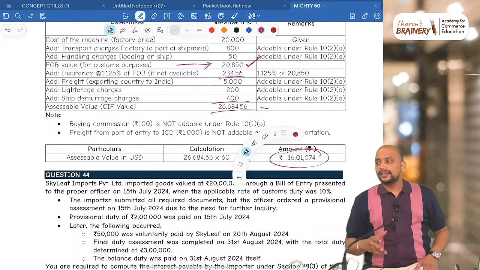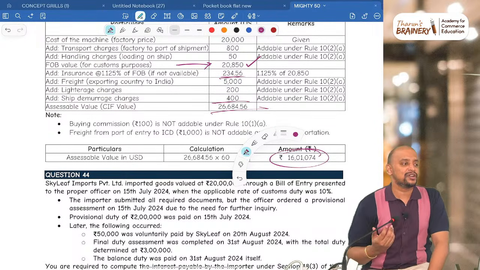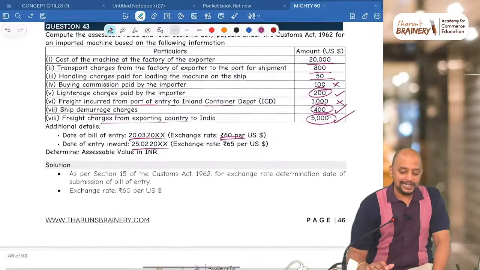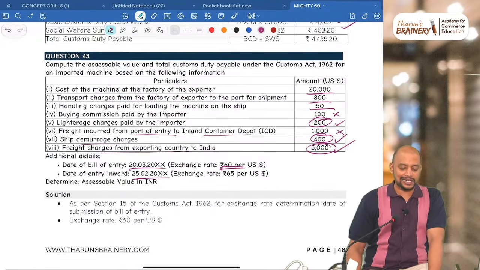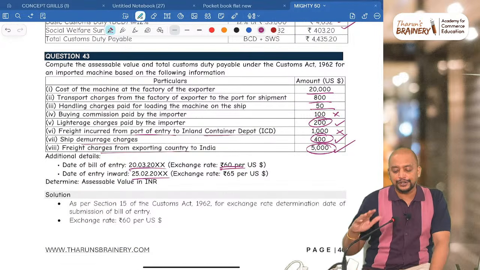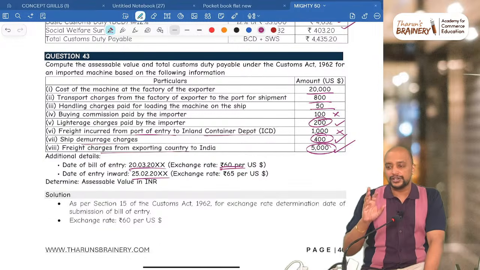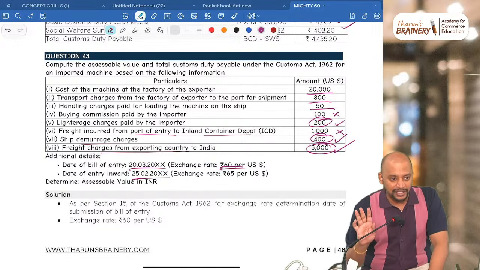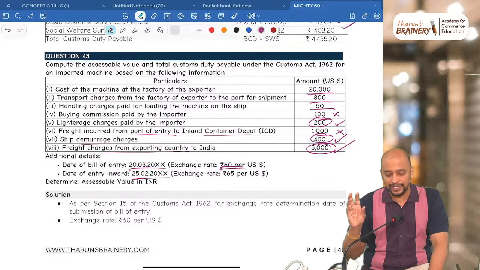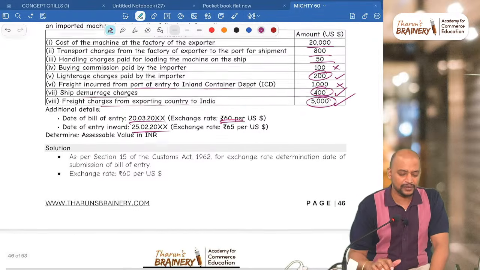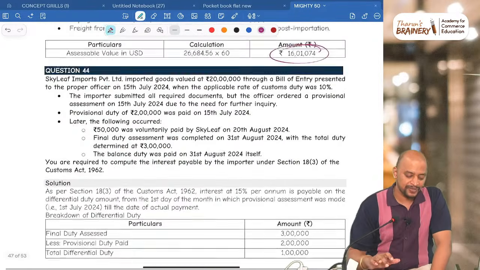Clear? In this the special point is that ship demurrage charges should be taken and light dues charges should be taken and the freight should be taken, but freight from port of entry to inland container depot should not be taken. Actually I told you customs and all will not be difficult because all 4 marks questions only, they will give like this, simple questions only like 1 or 2 adjustments.